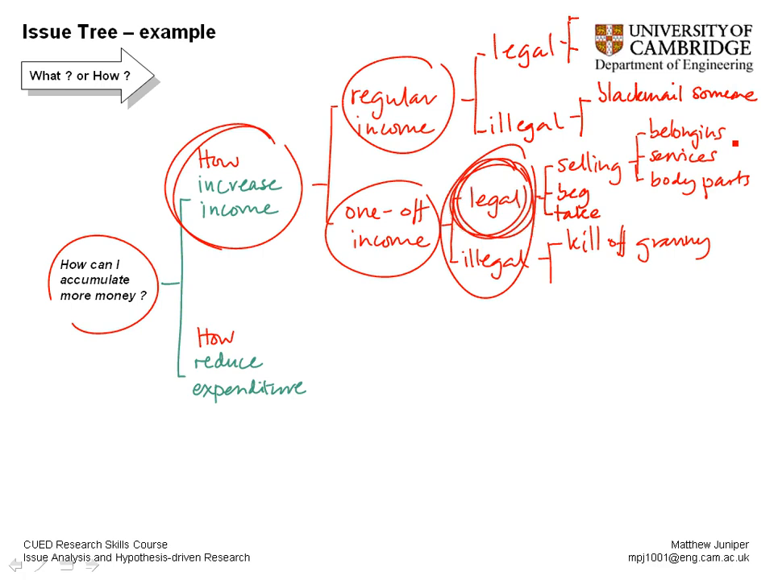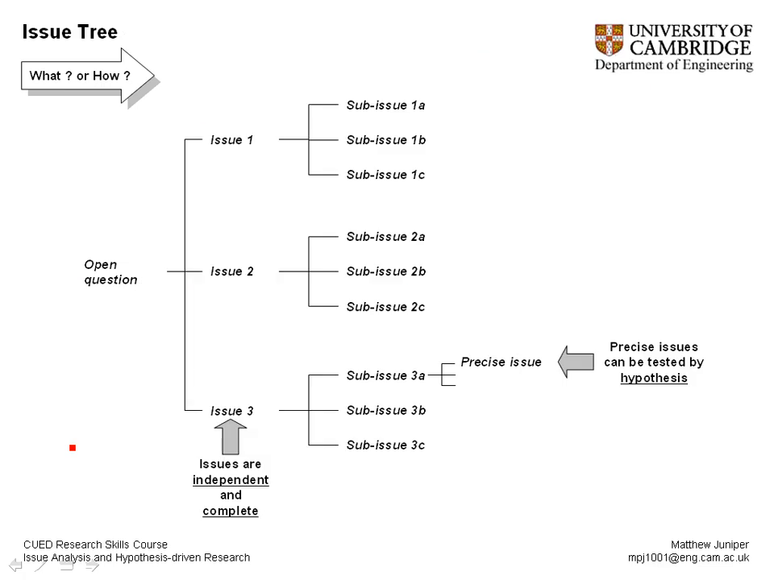And you can carry on doing this process, and eventually you get down to a very large number of things on the right, some of which are acceptable and some of them aren't. So let's go back and summarize what we've done. We've taken a big open question, in this case, how can I accumulate more money? We've divided it up into two sub-questions that I call issues, which are independent and complete. In other words, you can do one or the other independently of each other, and they're complete in that you can't think of anything else you could do that doesn't fall into one of those two categories.